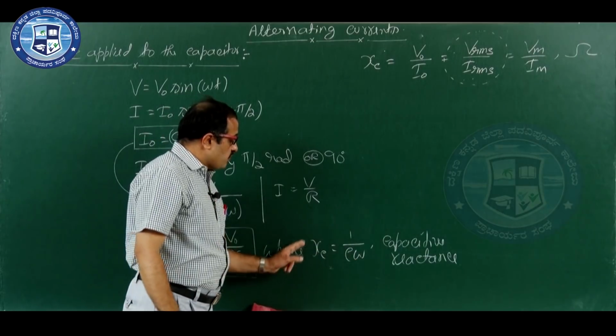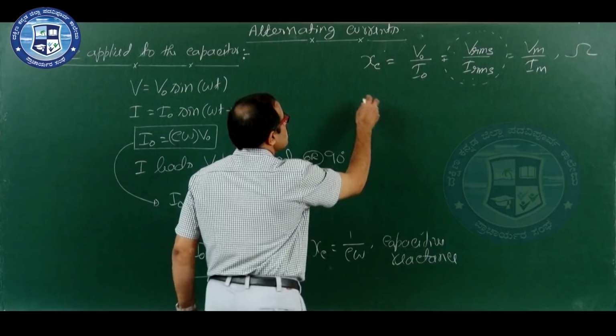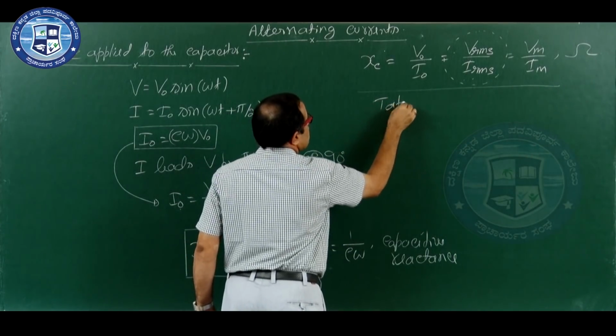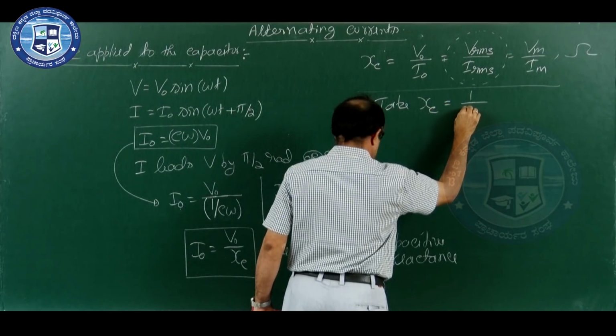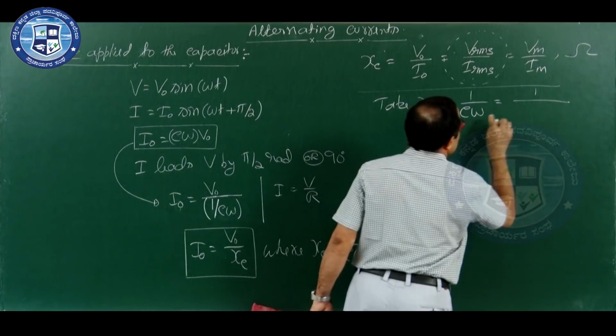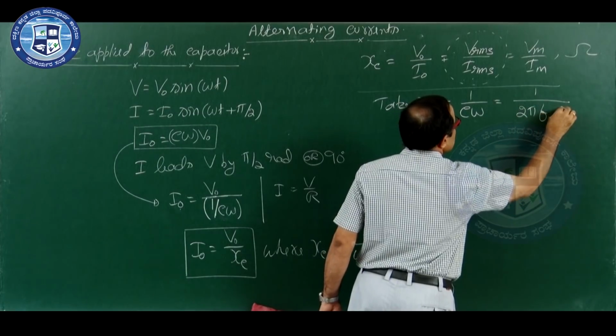Now, take this equation, it is one more formula for capacitive reactance. Capacitive reactance is equal to 1 divided by C omega, which is also equal to 1 divided by, what is omega? 2 pi f into C.